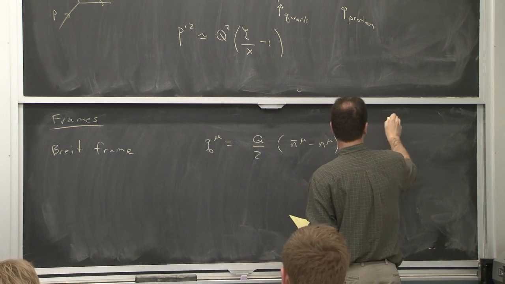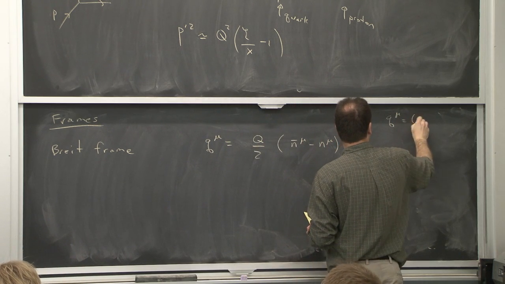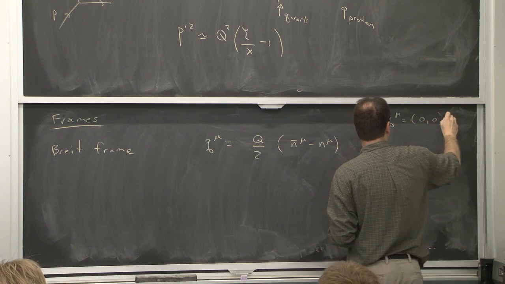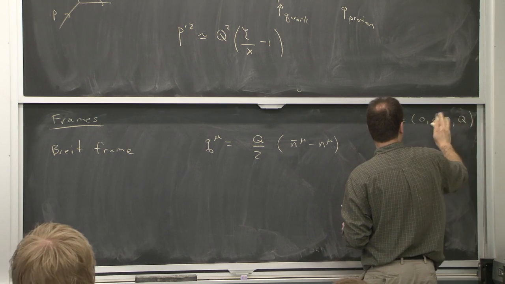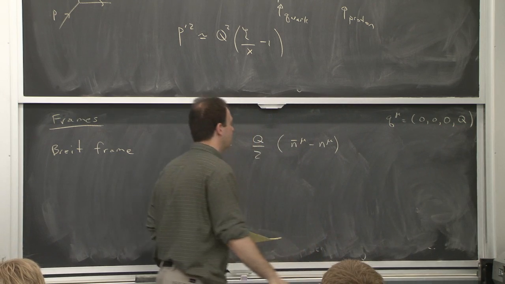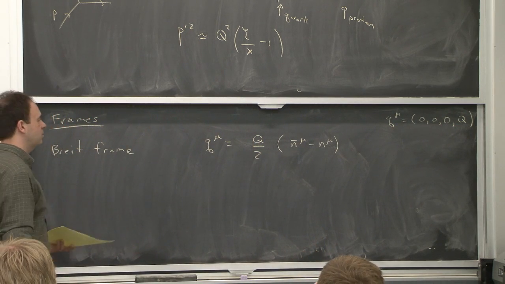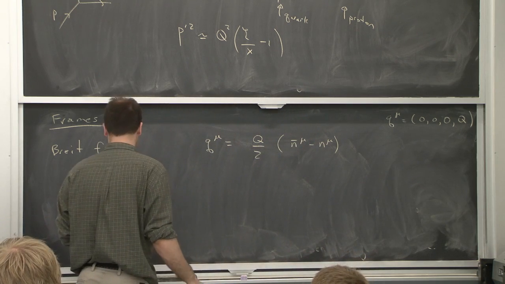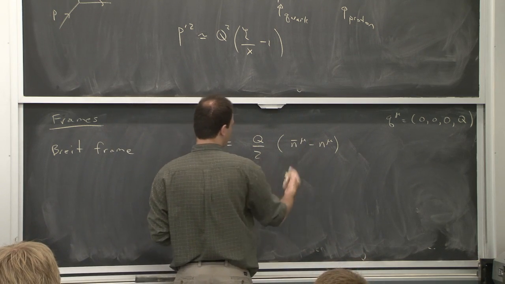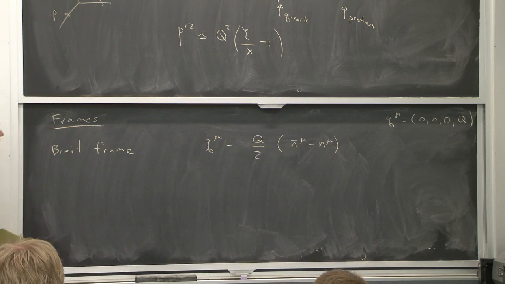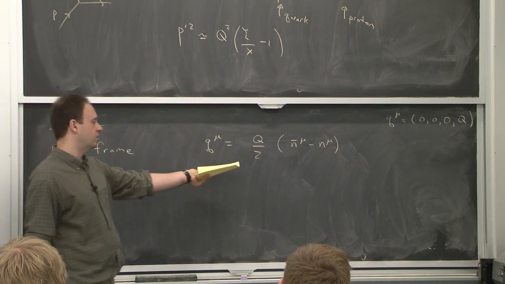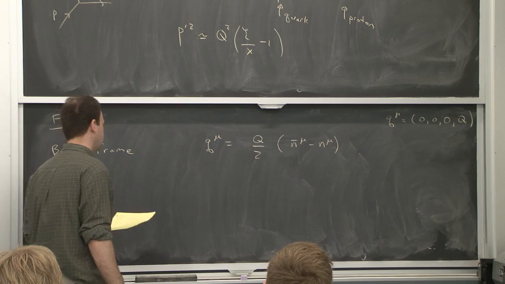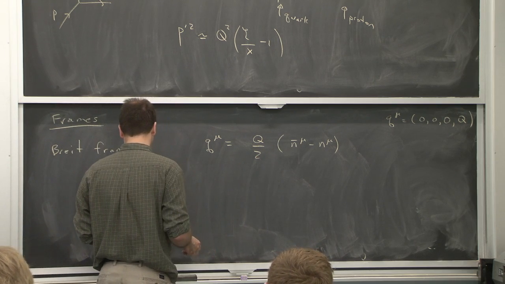This frame is defined by taking Q^μ to just have a z component. Remember, it's space-like, so it has to be somewhere in the space-like column. And we can choose it such that it's entirely in the z component and nowhere else. And that's the Breit frame. If we want to write that in terms of our classic decomposition of n and n-bar, we can write it as a difference divided by 2. And that's giving the z component.